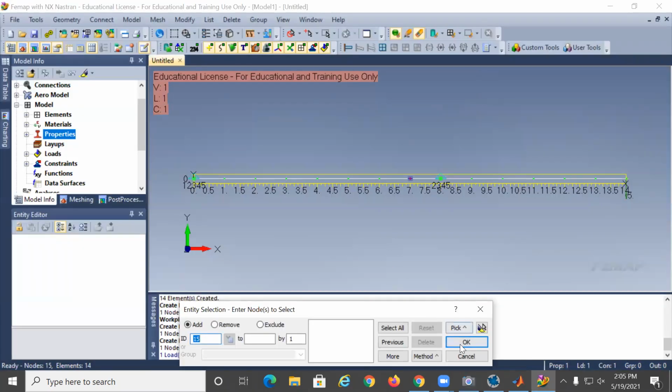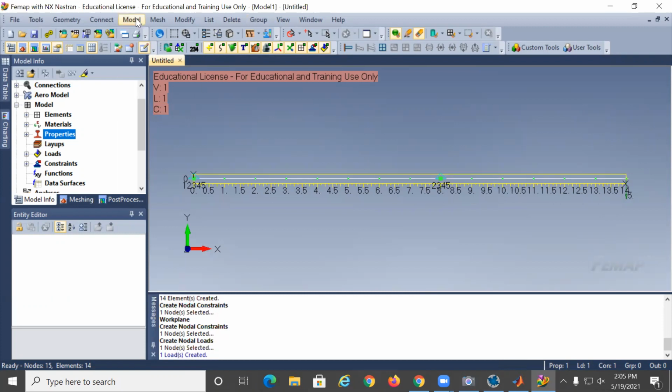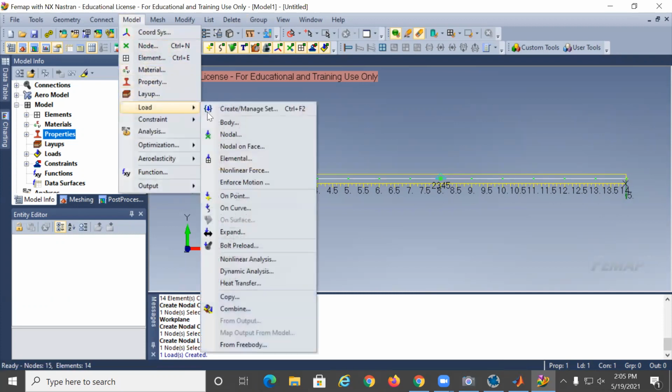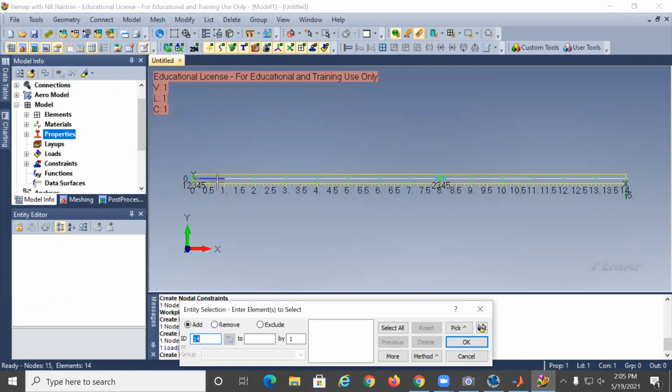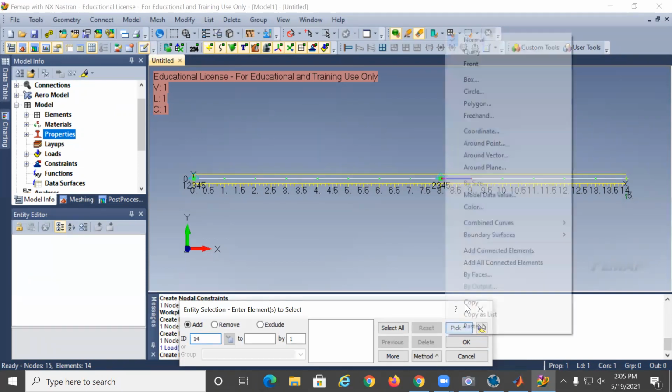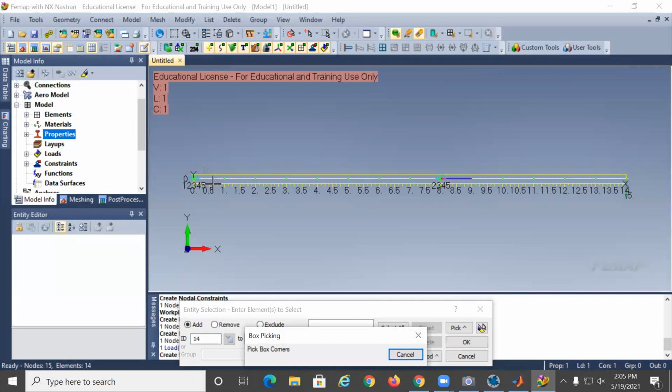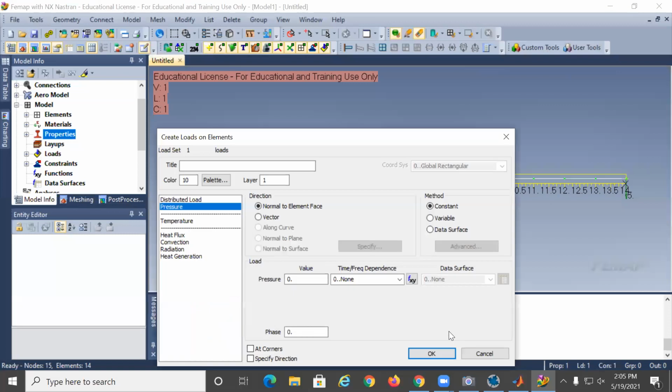So for this one, you need to do model load. Instead of being nodal, this is going to go along the elements, so I guess you do elemental. You need to choose all these elements. You can choose one by one, or you can go here to pick box and do this. Basically you see those 1, 2, 3, 4, 5, 6, 7, 8 elements are selected. You click OK. We have a distributed load.